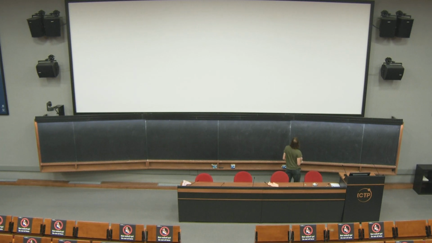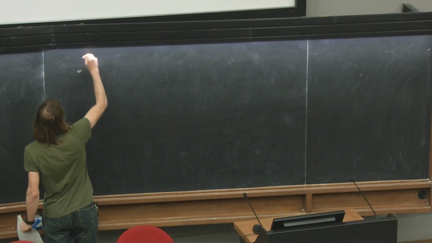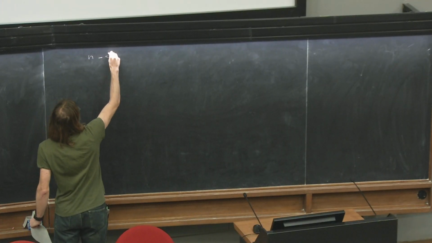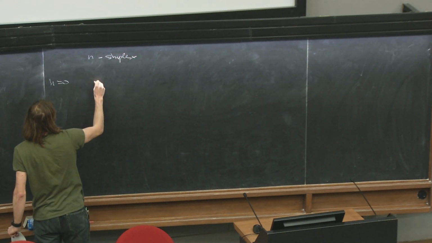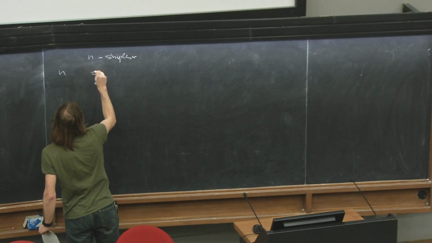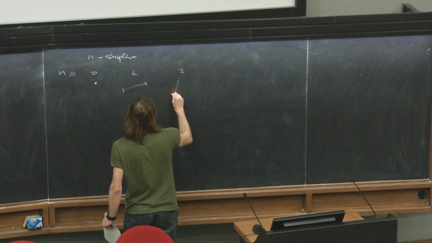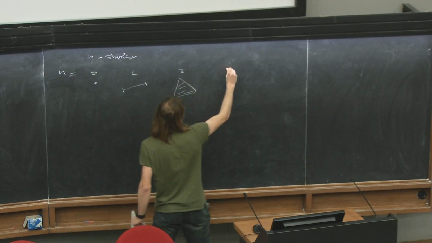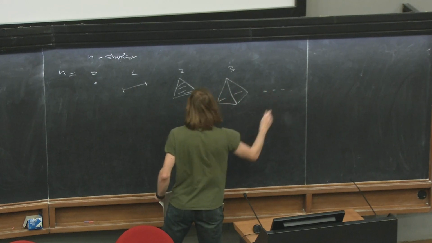So last time we started studying homology, and we introduced the notion of n simplex. For n equals 0, it was a one point space. For n equals 1, it's an interval. For n equals 2, it's a triangle. For n equals 3, a tetrahedron, and so on.